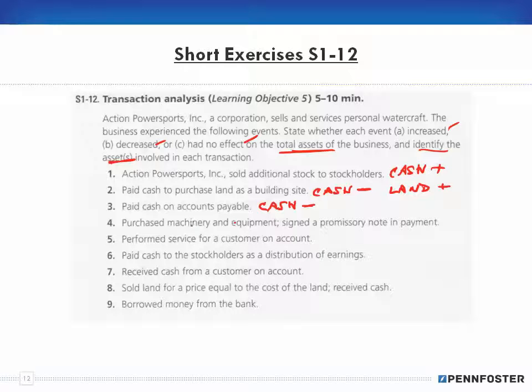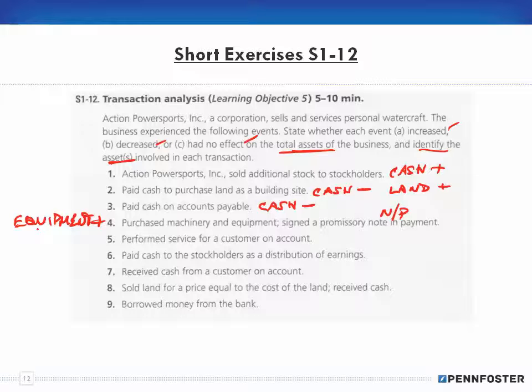Number 4, purchased machinery and equipment, signed a promissory note in payment. If I'm signing a promissory note in payment, that's a notes payable because it's something that I still owe. But I'm purchasing machinery and equipment, so I would just generally call this equipment, and that would be the account, and I would be increasing the account. I could call it machinery and equipment.